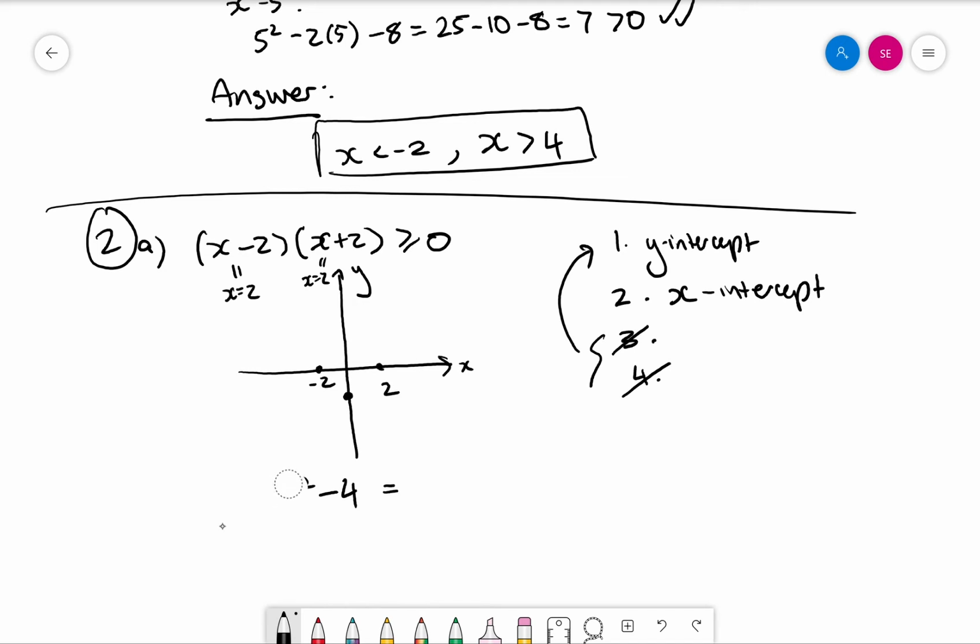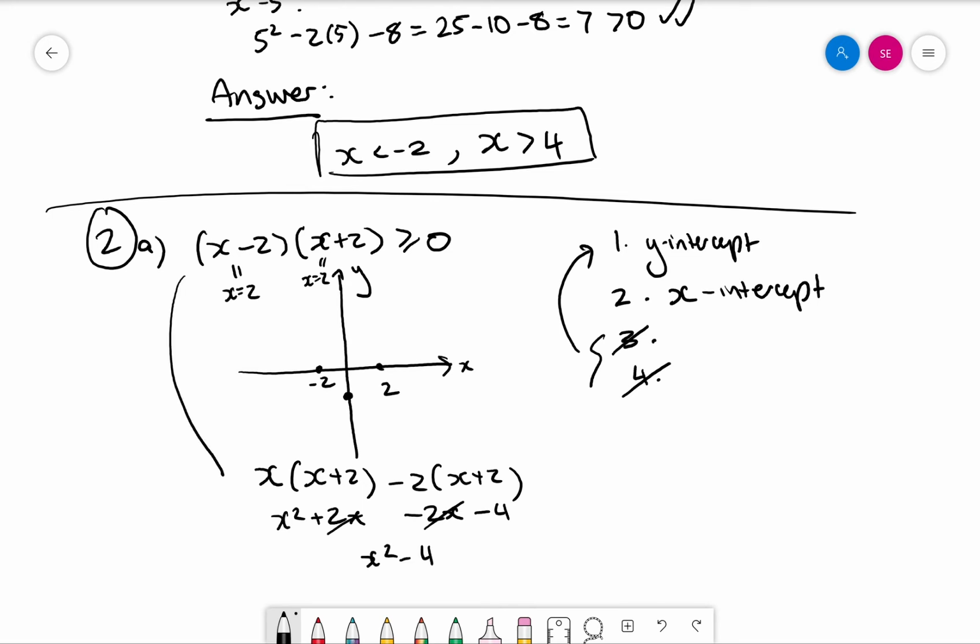Actually, I'll just do that out just to make sure everyone's on it. So expand the brackets, and this will give us x squared plus 2x, and this will give us minus 2x minus 4. These will cancel out, and so we'll get x squared minus 4. Great. Okay.